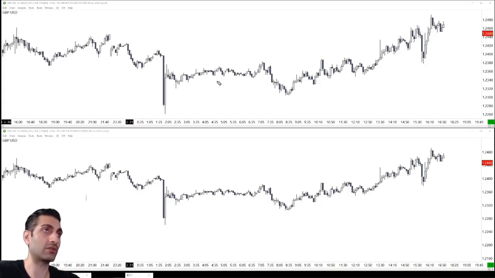Okay, traders, so as I said, the best way for us to solidify our understanding is to look at this on real charts. So what I've done here, it took me a while to think of the best way to do it, and this is the best way I came up with, is to literally have two charts on top of each other. They're identical, so it's the pound dollar, as you can see.